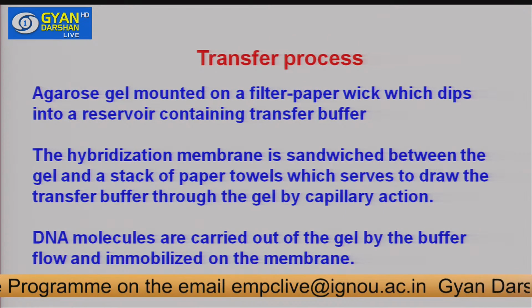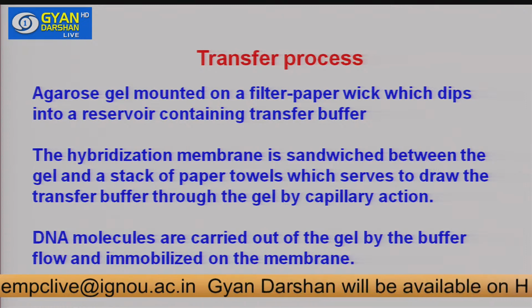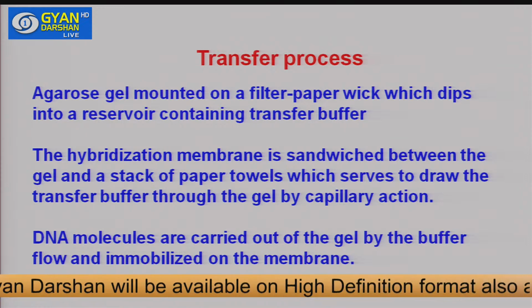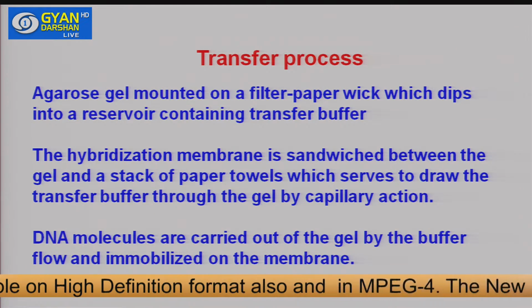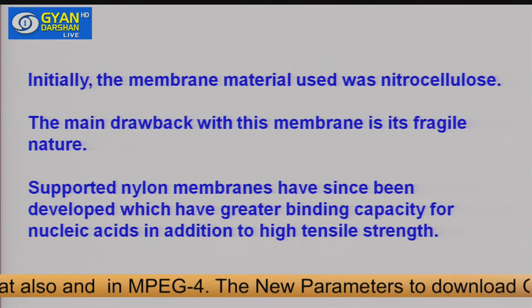The hybridization membrane is sandwiched between the gel and a stack of paper towels which serves to draw the transfer buffer through the gel by capillary action. The DNA molecules are carried out of the gel by the buffer flow and immobilized on the membrane.